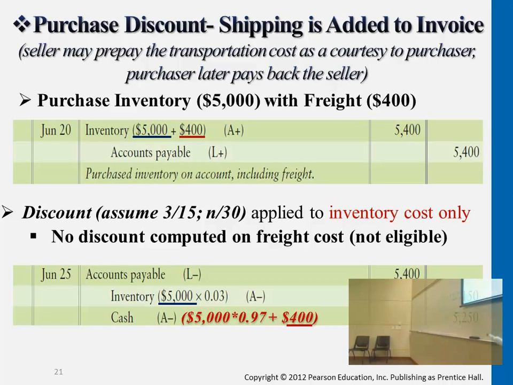Okay, so this second transaction here represents that we're paying off inventory's cost by reducing $5,400 on the left side, accounts payable. On the right side here, since we're paying within the discount period, we're only paying 97% of $5,000. Then the 97% of $5,000 plus freight charges will be the total amount that you're paying to the seller.